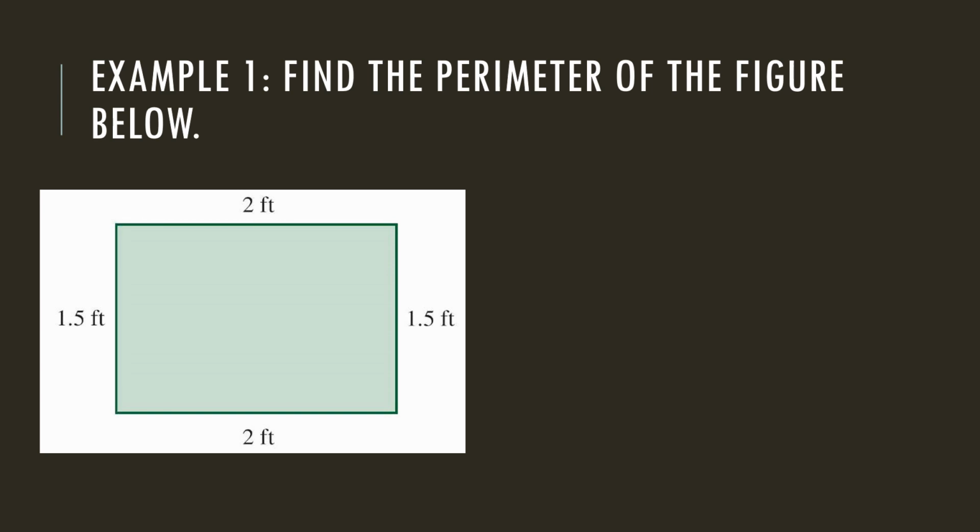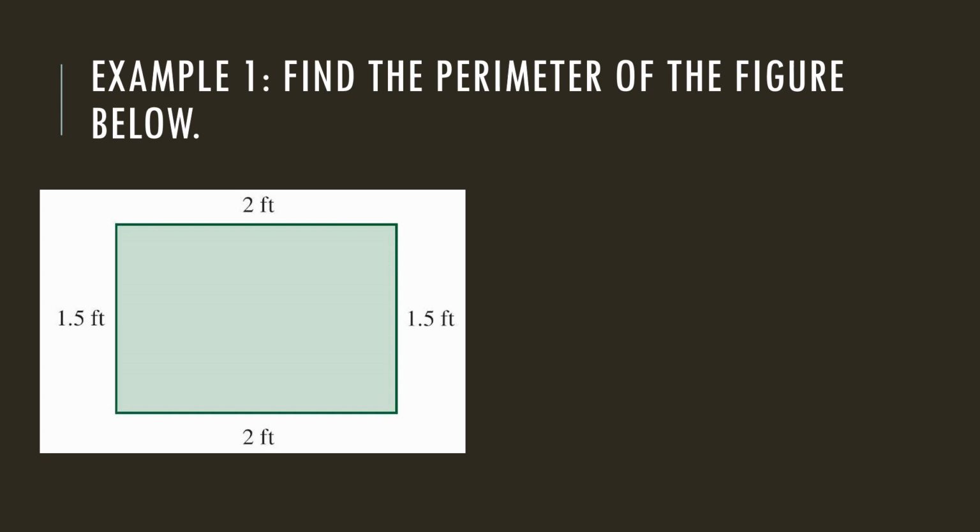Here, example 1 says, find the perimeter of the figure below. This is a rectangle. I can tell because obviously it has four sides, and two of the sides are the same. So you can see the top and bottom are the same, and the left and right are the same. Since all four sides are not the same, that means it's not a square. Alright, so let's find the perimeter.